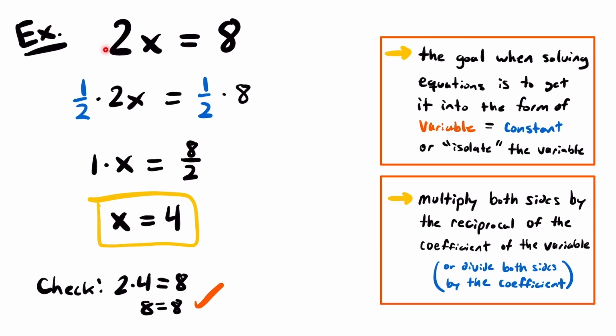That's how we can solve equations of this form where we have a constant times a variable equal to another constant. And so to close out this lesson, let's take a look at a couple more examples where we can practice solving equations of this form.